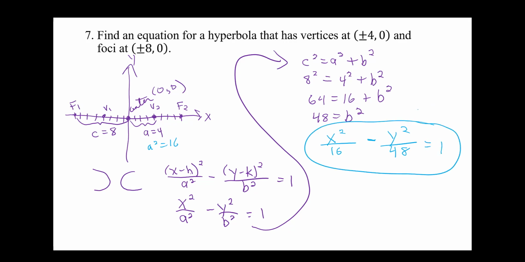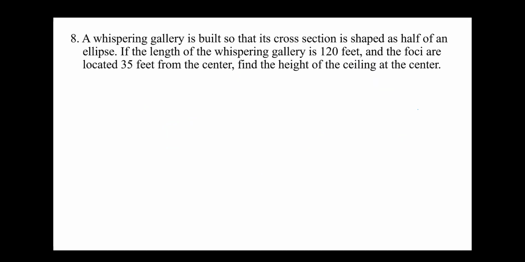And if you wanted to, you could go ahead and sketch this graph, but we have quite a bit of it started. It wouldn't be too hard to finish off, but I think we'll go on. We have a couple more problems to finish off. The next problem here is a whispering gallery problem. The whispering gallery is built so that its cross-section is shaped as half of an ellipse. Okay, so in other words, the whispering gallery looks something like this, half of an ellipse.